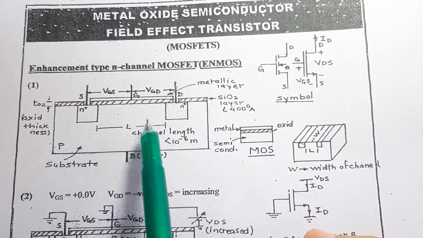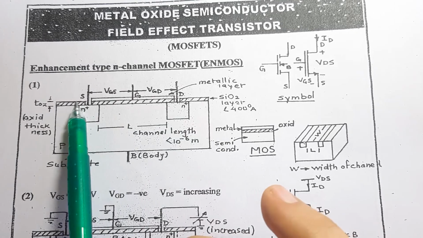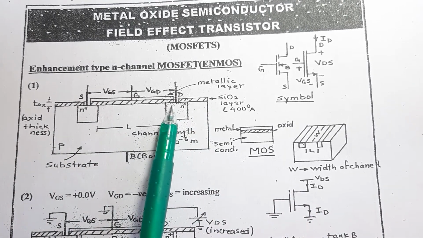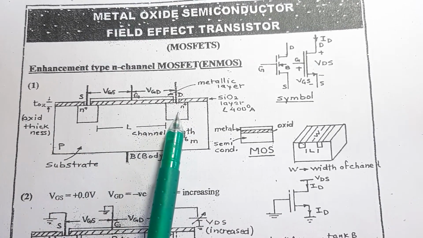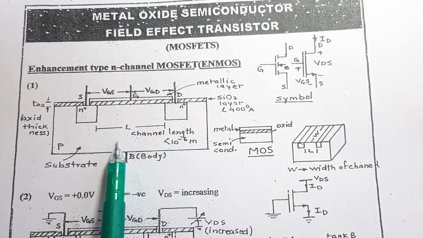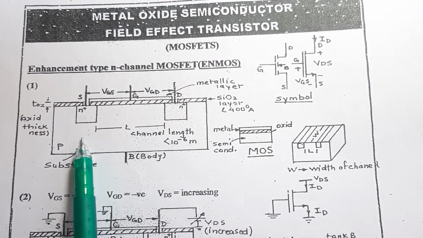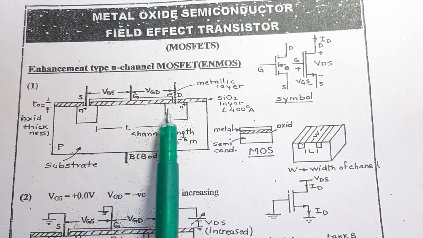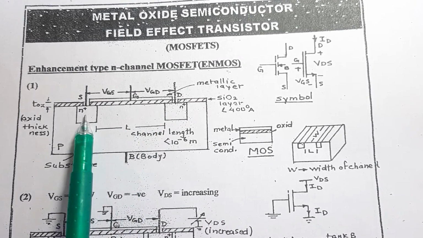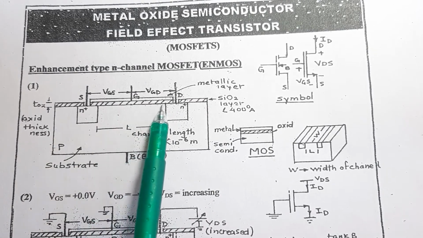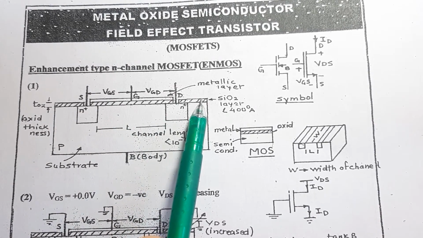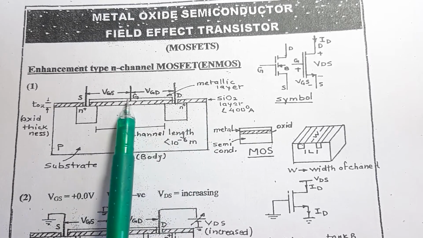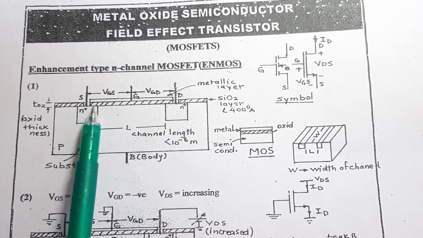Now, the construction diagram is very simple in layout. It is a rectangular box with two insertions of N-type material. The main body, or the main substrate that is filled over the entire region, is P-type, while these two boxes are filled with N-type material. Over this line, there is a thin layer of silicon dioxide, and above that we have a metal film on the gate terminal.